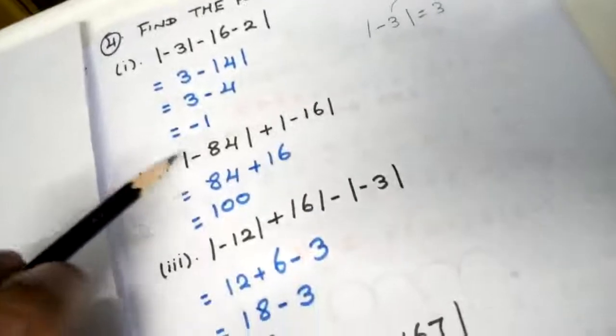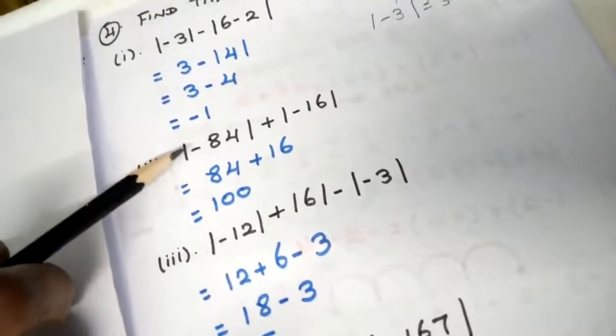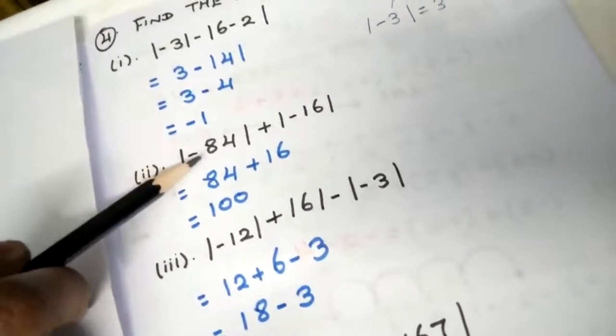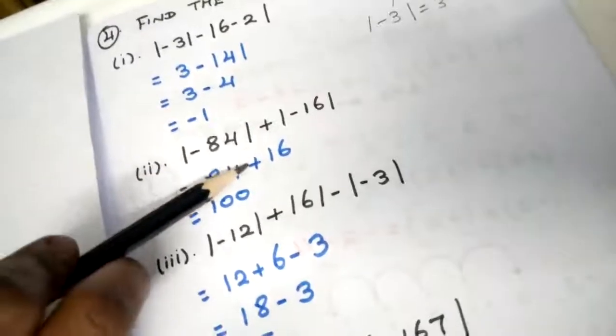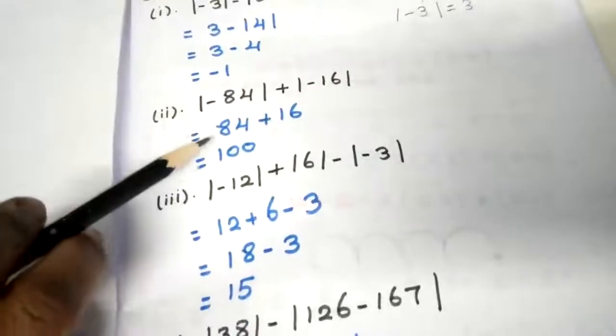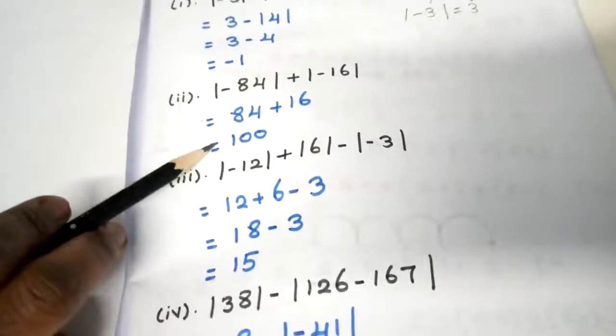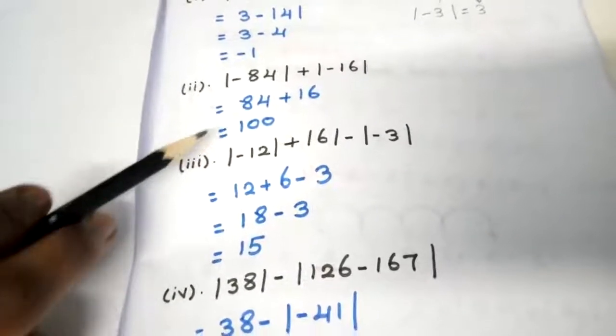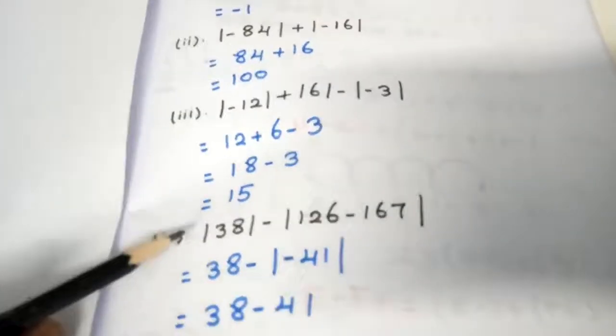Understand properly. Coming to the second question, absolute value of minus 84 is 84, plus, write it as it is, absolute value of minus 16 is 16. In this way you will do the calculation. You are going to get the answer as 100. In the same way, try the remaining calculations, students.